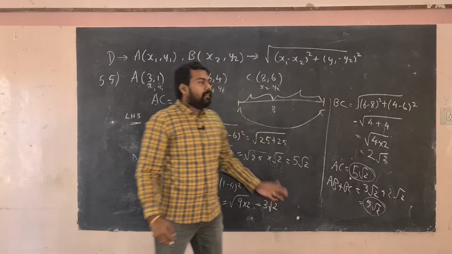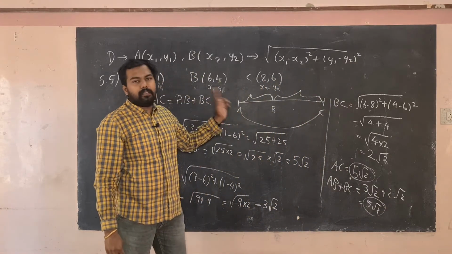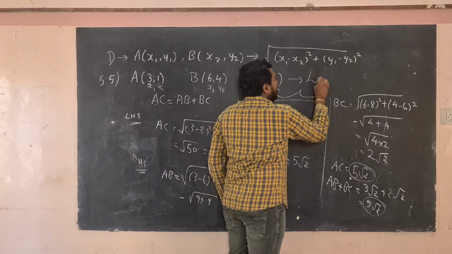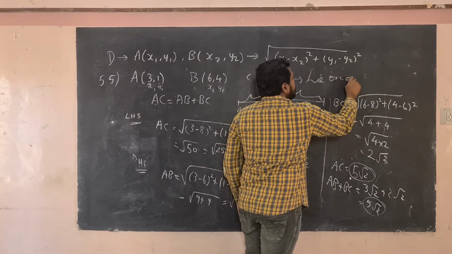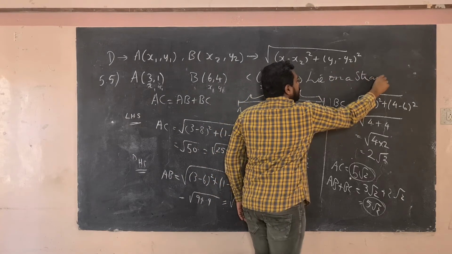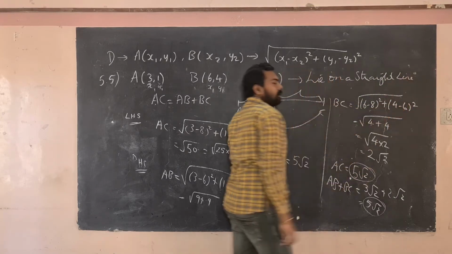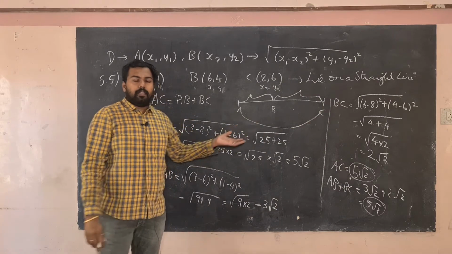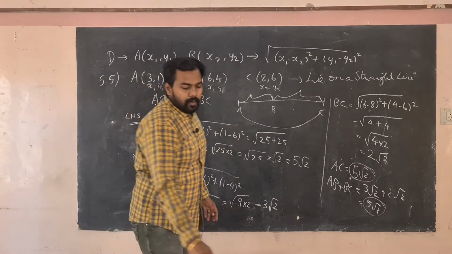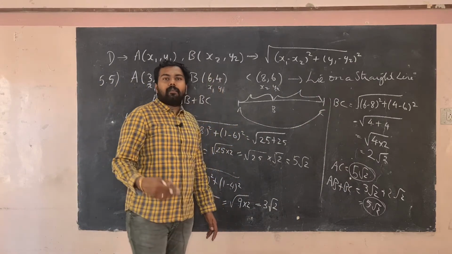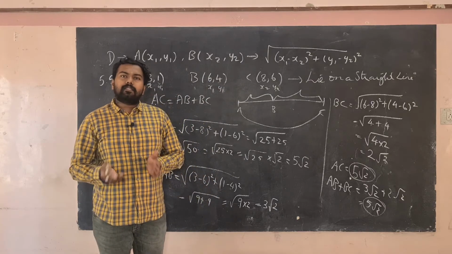So we can say that the 3 points A, B, C lie on a straight line. Okay, so this is the answer. What have they asked us to prove? They lie on a straight line. We have proved that. Okay. This is example 5.5. Next we go into example 5.6, where they have asked us to prove it is a right angled triangle.